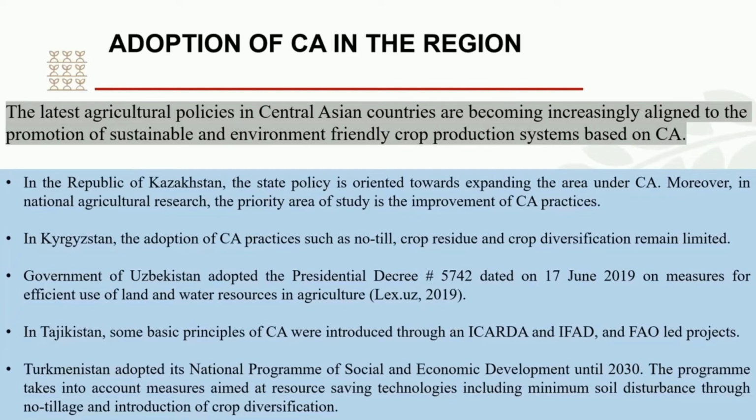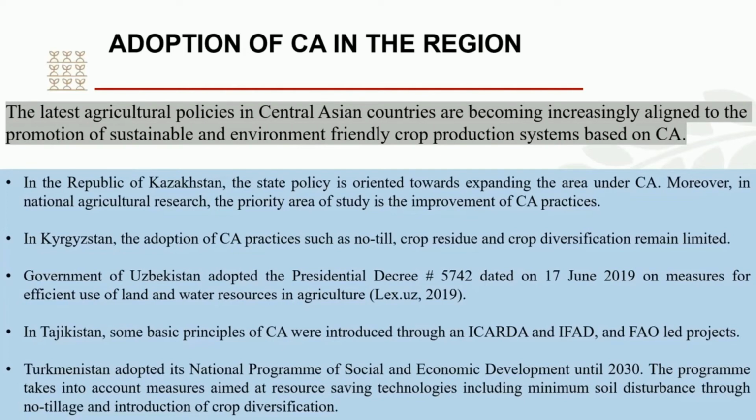The latest agriculture policy in Uzbekistan is supporting conservation agriculture practices. The presidential decree adopted in 2019 on measures for efficient use of land and water resources in agriculture is very supportive of conservation agriculture practices. In Tajikistan, some basic principles of CA were introduced through Aniqarda and IFAD and FAO-led projects.